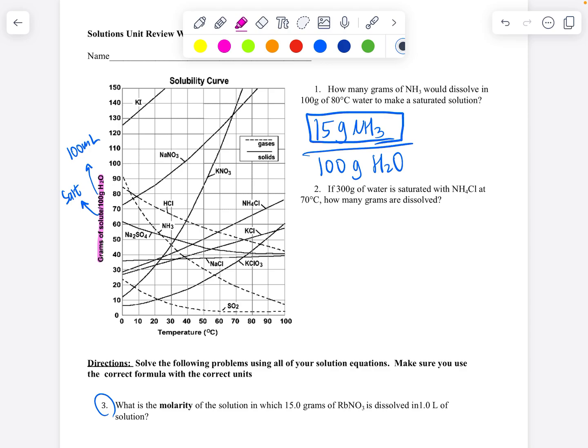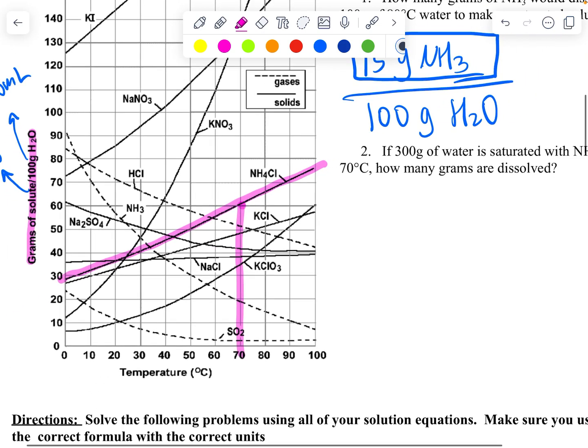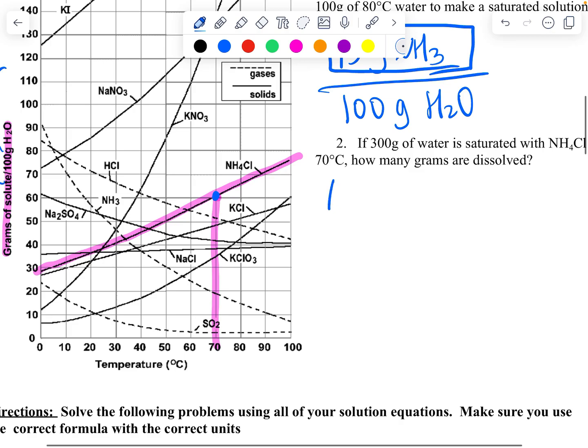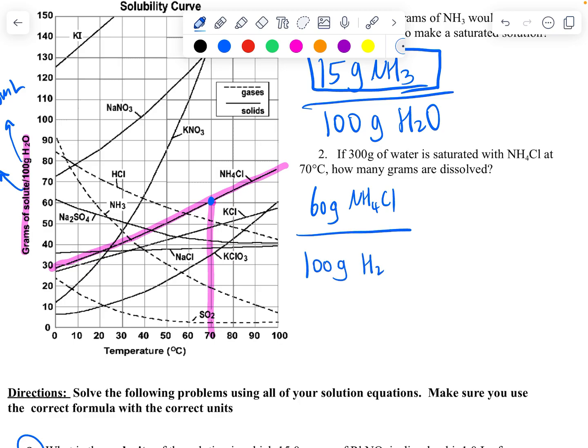First, locate NH4Cl, which I have right here, okay? And at 70 degrees Celsius, which is right around here, okay? So if I zoom in, I know it's not quite 60, but you know what? What the heck? I'm just gonna go with 60. Why not? Okay? So 60 grams of, what is the solute? What is the salt here? Ammonium chloride, right? 60 grams of this salt will dissolve over 100 grams of water.